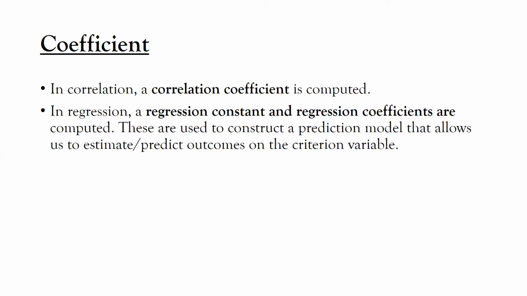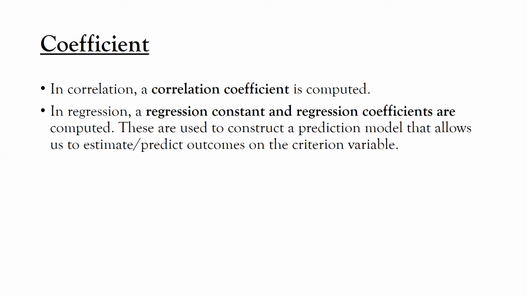In regression, on the other hand, you are computing many more things. Now you have a regression constant, you have a regression coefficient. And these are used to construct a prediction model, because in regression, you will end up with the regression equation, which is, once again, very familiar to you if you recall your high school and college algebra, because it's that equation that you encounter in those subjects or courses. But now that equation will be used to estimate and predict outcomes on the dependent variable or the criterion variable.